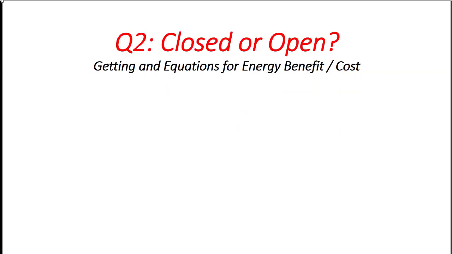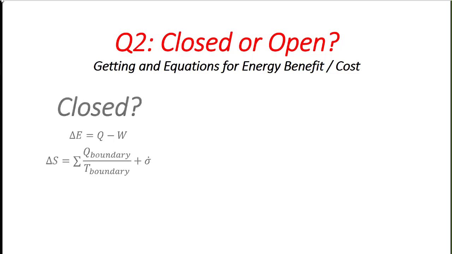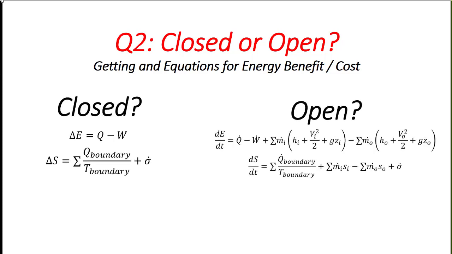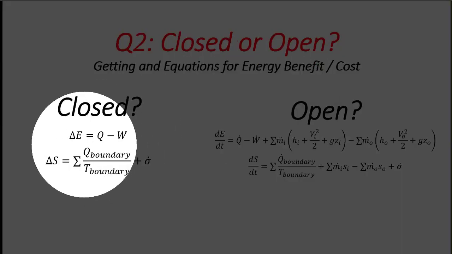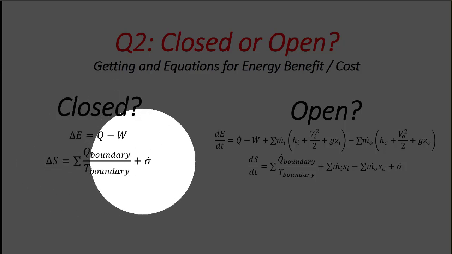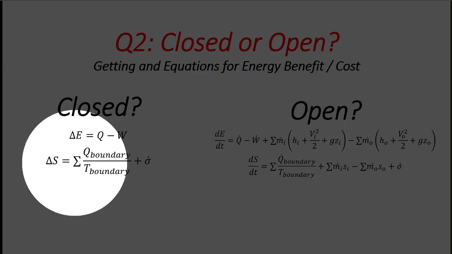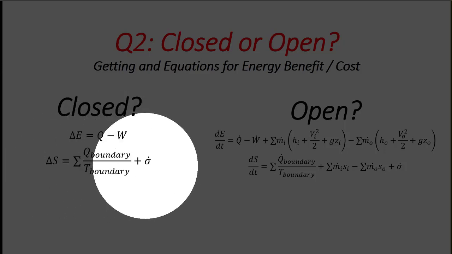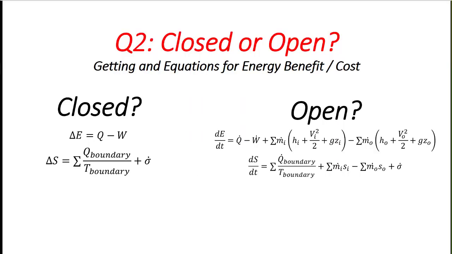Now, we have some cycles that are open systems that use equations that have dots on them. And if they're closed systems, then we use the equations we used at the beginning: delta E is equal to Q minus W. This should just be sigma, not sigma dot, or delta S is equal to Q over T plus sigma. And sigma works just like sigma dot, where we're interested in whether it's positive or negative. But if it's open, then we have these rate versions of these equations.